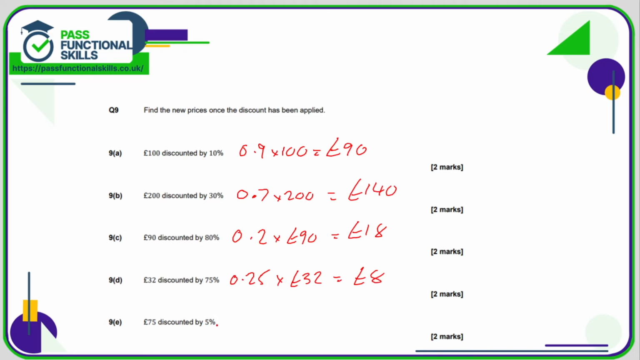5% off means you pay 95%. So what is 95% of 75? Well, the multiplier for 95% is 0.95. So the calculation is 0.95 multiplied by 75, and that comes to a total of £71.25.